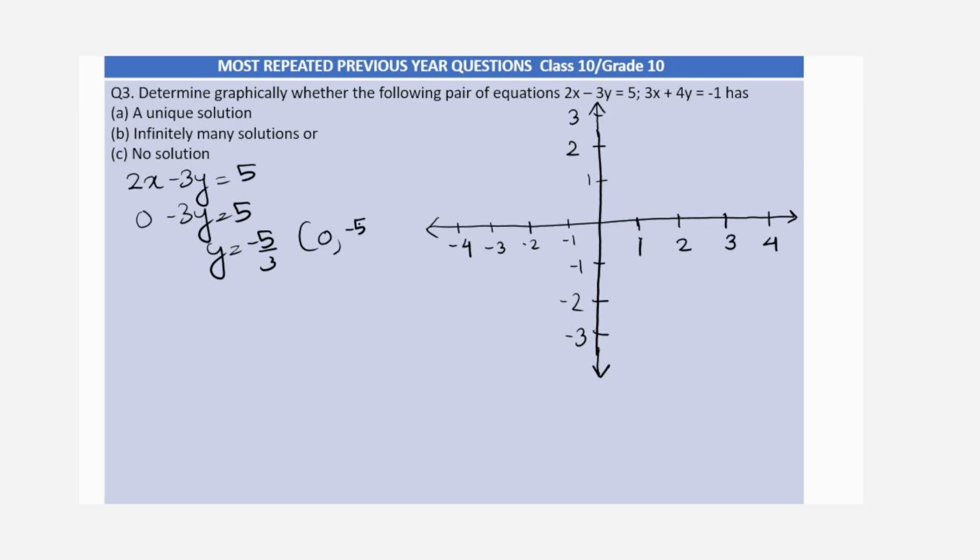5 by 3, I'll write it in decimal. It will be somewhere around 1.6, right? So I'll write here 1.66 something. So I'll just keep it as 1.6, doesn't matter.